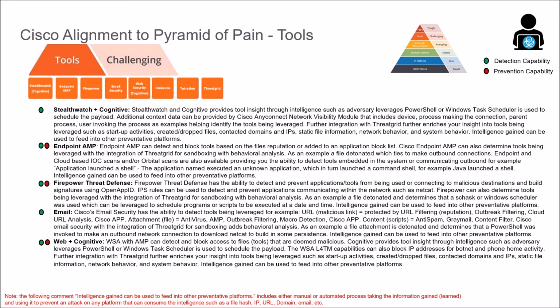So Stealth Watch and Cognitive are purely detective capability, or detection capability. We've seen this throughout, and we'll continue to see it when we move into the next section around tactics, techniques, and procedures, right? TTPs. So Stealth Watch and Cognitive provide tool insight through intelligence such as, an adversary leverages PowerShell, or Windows Task Scheduler is used to schedule the payload. And so, there's a variety of tools that could be used. I think in the true essence of this, the tool wasn't really things that are built into the platform, although one could still consider those as tools.